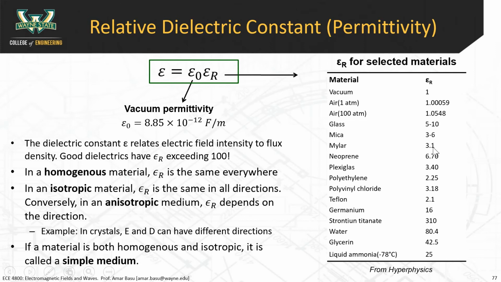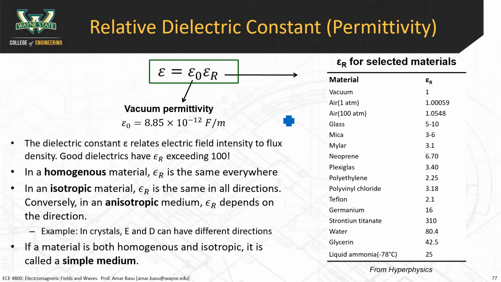Things like Teflon, for example, have a low dielectric constant because it's pretty non-polar. Something like water has a very high dielectric constant because it's more polar. And the highest one in this list is a material called strontium titanate, which I'm not too familiar with, but it has a very, very high dielectric constant of 310. So the higher the dielectric constant, you can have large capacitances.